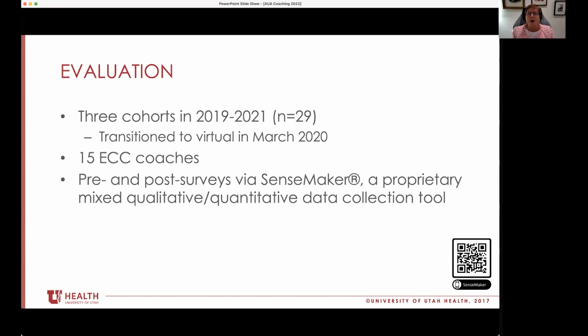We enrolled 3 cohorts in 2019 through 2021, including 29 early career faculty members in years 1 through 7 on the faculty. And for that purpose, we recruited 15 early career coaches who were at the rank of at least associate professor, most of whom coached in more than one cohort. You will note that this timeframe spanned the pandemic, and indeed we transitioned from in-person to virtual in March 2020 and adapted our surveys to ask some questions about that.